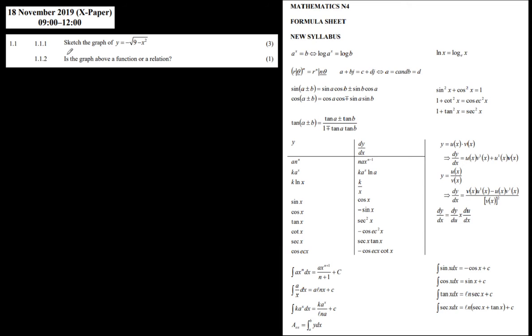Question 1.1.1 states, sketch the graph of y equals minus the root of 9 minus x squared. It is important for us to note that a question like this only counts 3 marks. Therefore, if you memorize the different functions of graphs, how each graph looks, and how to sketch it, you can do that. Since if you do a lot of steps to draw a graph, you will not necessarily get a lot of marks for the steps that you've taken.